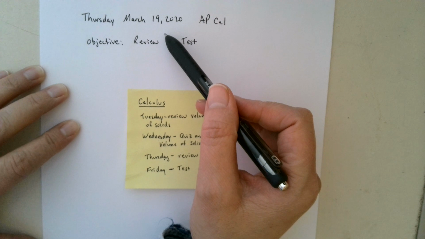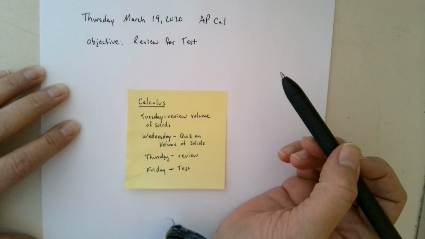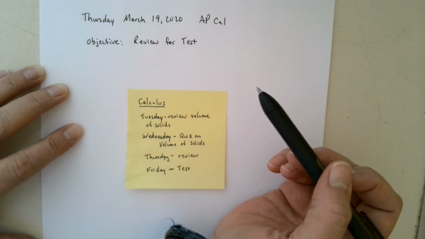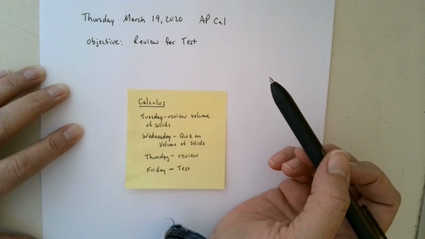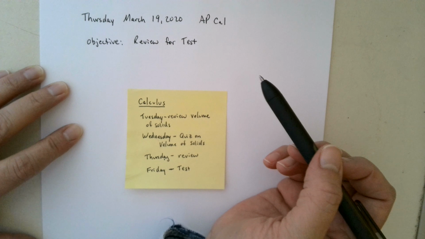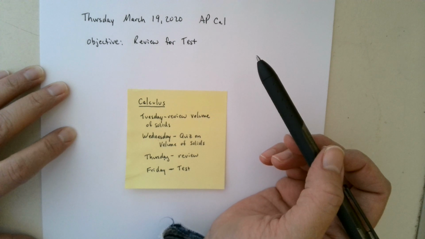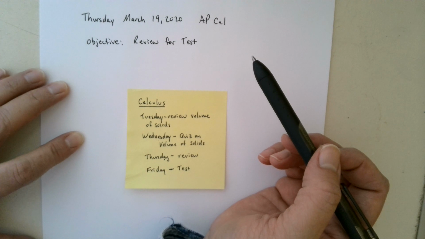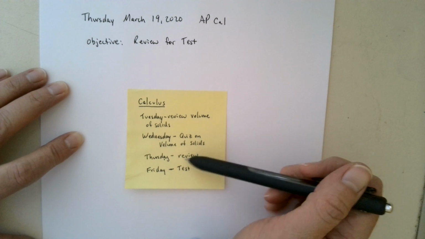So this is our video for Thursday, March 19th, 2020. Our objective is to review for a test. I'm learning every day. I should have something for you, maybe on the AP Classroom, but I'll discuss that more in the video.